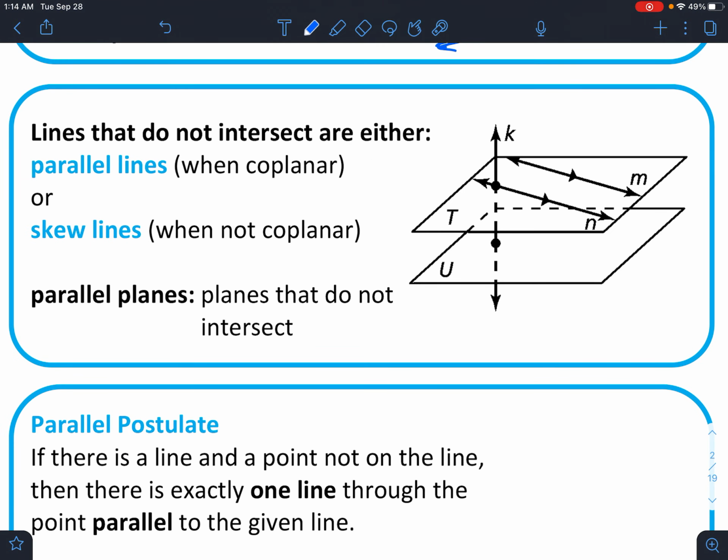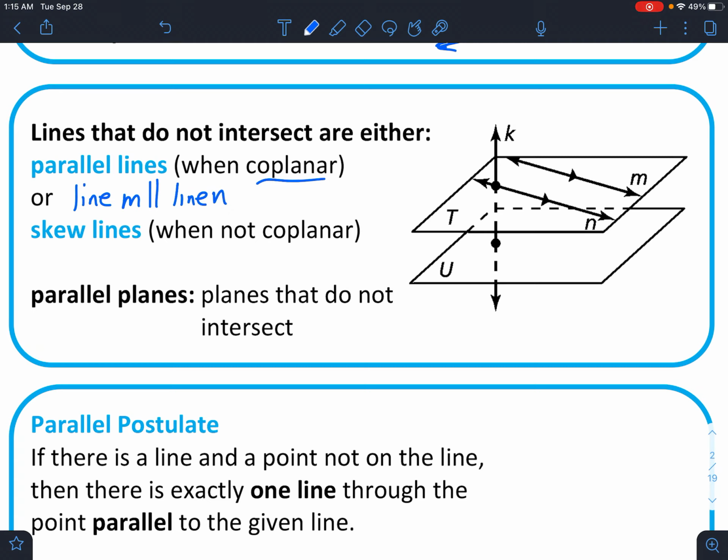Alright, lines that do not intersect are either parallel lines, and that's when they're coplanar. So remember, a plane looks like a flat piece of cardboard or a flat piece of paper, and it's basically a flat surface. And then when they're not coplanar, then they're called skew lines. So if you look in this little diagram over here, you'll notice that M and N are in the same plane. So M and N are parallel. We could write that line M is parallel to line N.